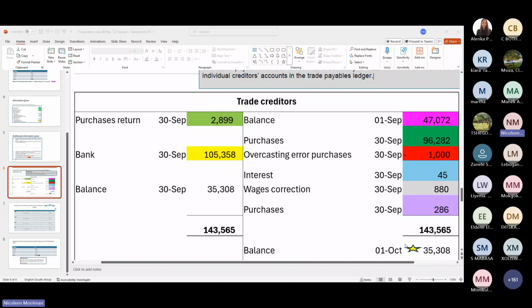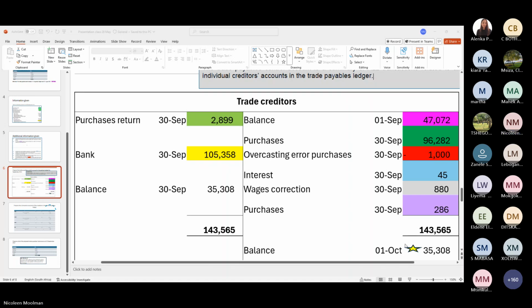Now, how do we fix that? Well, the creditor will, at the end of the month, share a statement with us showing that we overpaid him. Now, the creditor will have to pay us back that additional 10 Rand. So, the entry then will be debit bank, because we will get the 10 Rand from the supplier, and credit trade creditors. So, that's the overpayment.